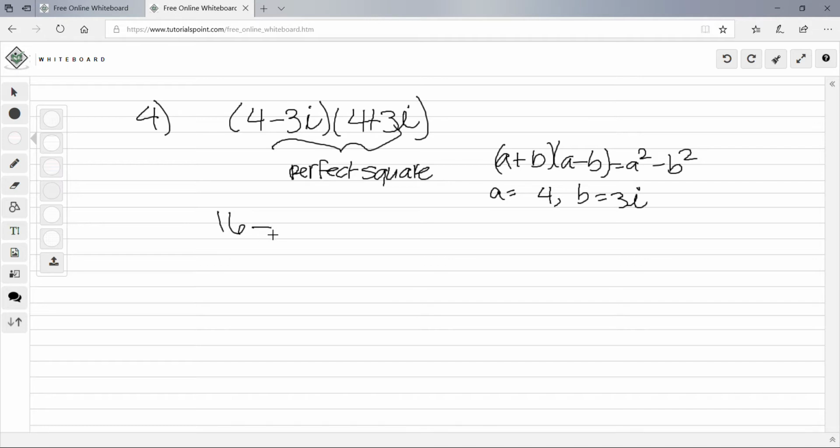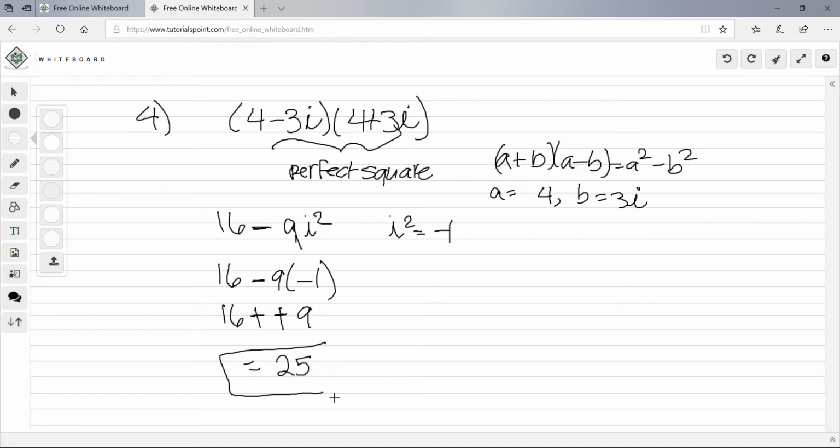16 minus, and our B is 3i, so B squared is 3i times 3i, which is 9i squared. We remember that i squared equals negative 1, so let's simplify it. 16 minus 9 times negative 1. These two negatives become a positive. So 16 plus 9 is 25. And that's your final answer.